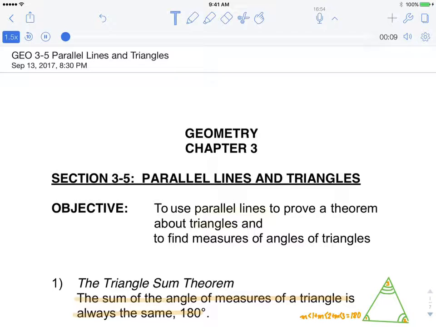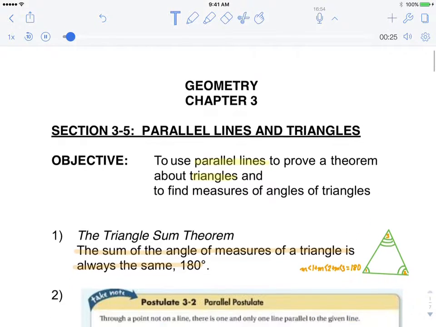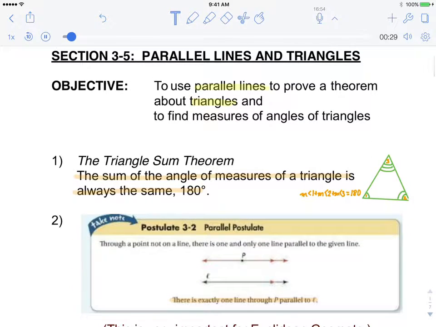Today we're going to talk about parallel lines and triangles. Our objective today is to use parallel lines to prove a theorem about triangles and to find measures of angles of triangles. Now you might think parallel lines and triangles don't really go together, but I'm going to show you how we're going to prove those angles that are inside the triangle with this.